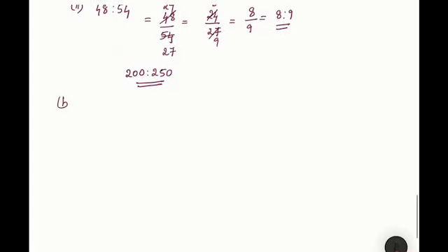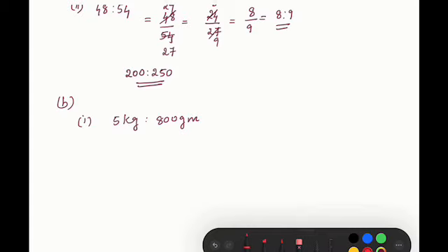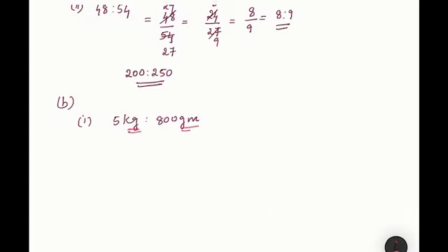Now the second question, B, in that. What is given? Here units are given. 5 kg is to 800 gram. So what happens here? Here it's kg and here it's gram. Either you need to convert this into gram or this into kg. So better to change this 5 kg into gram. How do you convert? 1 kg is 1000 gram. So 5 into 1000 gram is equal to 5000 gram.